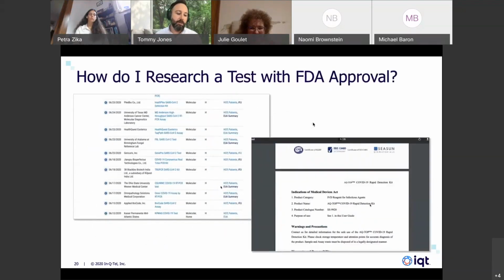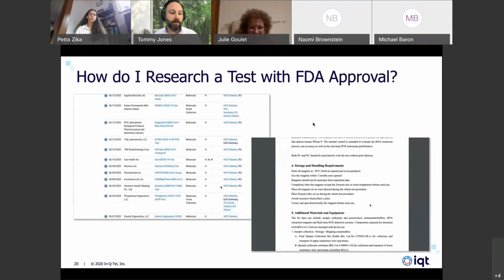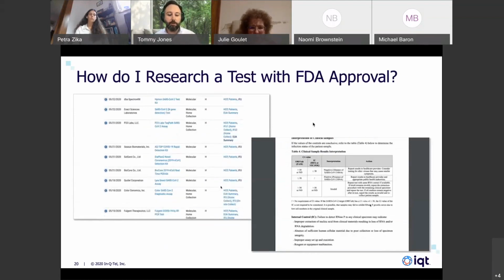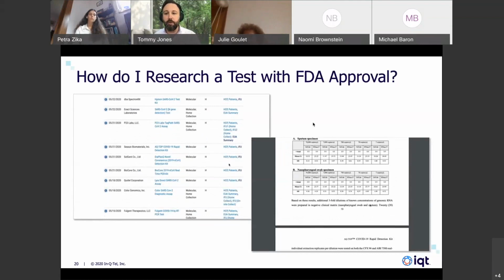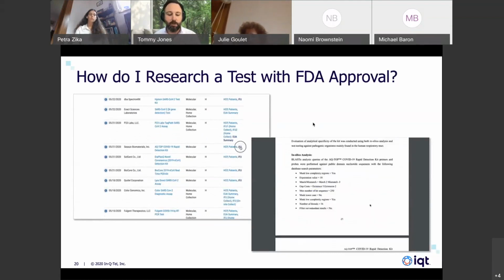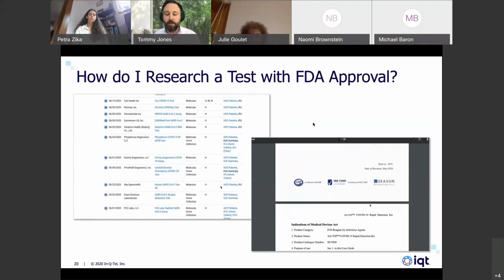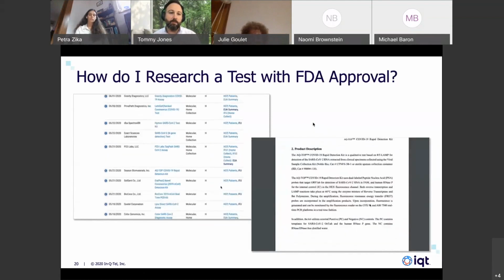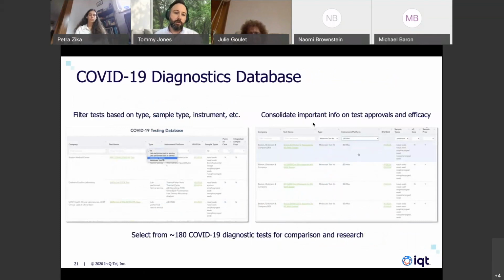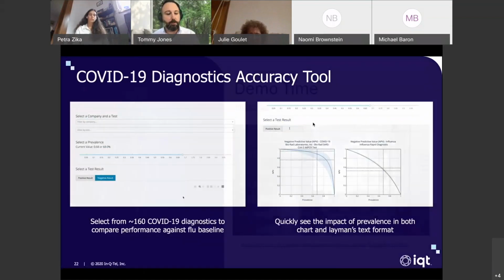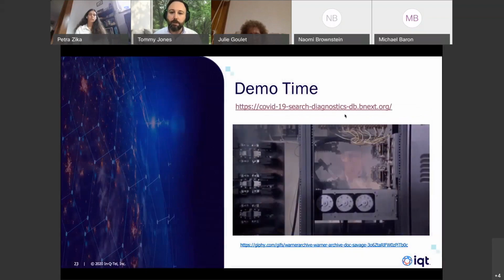So going back to this FDA website, say you're a public health official and you want to purchase a test. You want to make sure that it's compatible with equipment that you own, you want to make sure it's available and it's accurate, but it's tedious to browse the PDFs. So we made an application. Here's one view. Here's another to help you do that research. And so you do a quick demo.